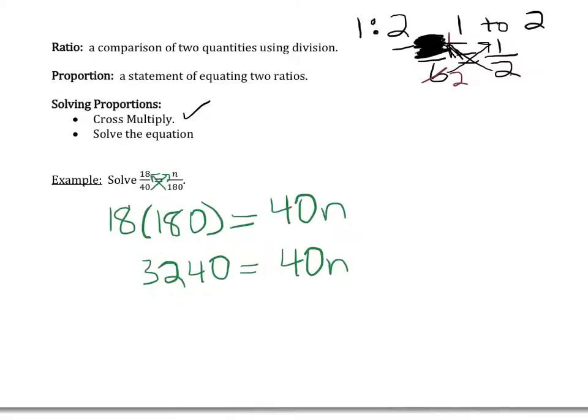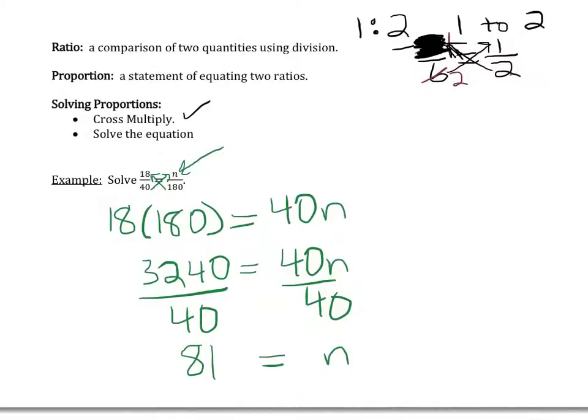In order for me to solve for n, I've got to divide both sides by 40. And so when I divide both sides by 40, I'm going to end up with n equaling 81. So 81 is that number that'll make this a true proportion, and so that is what we have there.